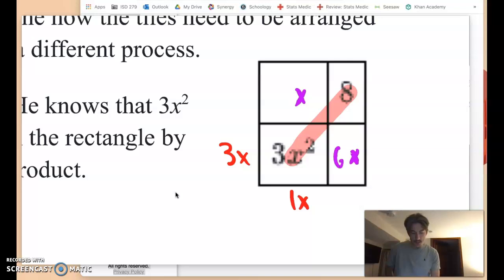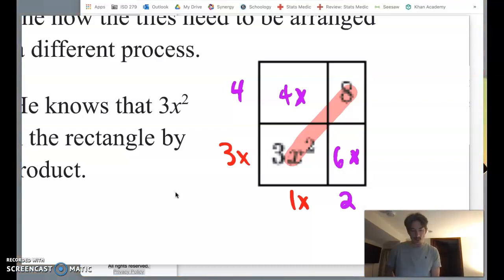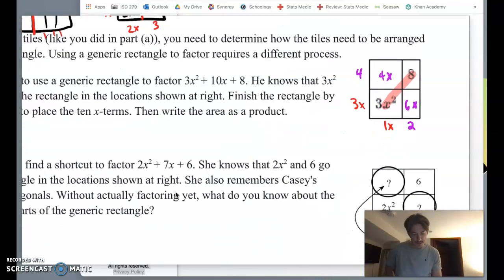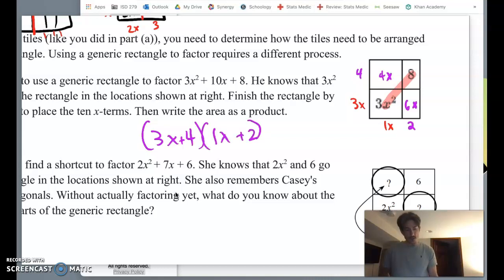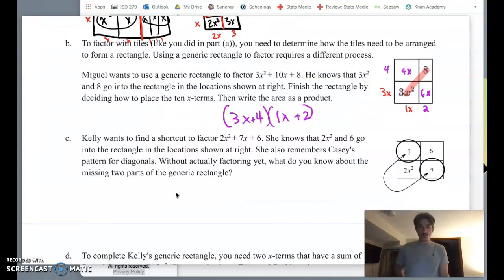If I put the 6 here and the 4 here, now this can be 3 times what number gives me 6? Oh, 2, that's right. And 1 times what number gives me 4? Oh, that's right, it's 4. And now, of course, final check. 4 times 2, that does give me 8. So that works out pretty well. I can write this then as a product: 3x plus 4, and 1x plus 2. Okay, so that works out pretty well, and it's going to work for you no matter what you need it for.